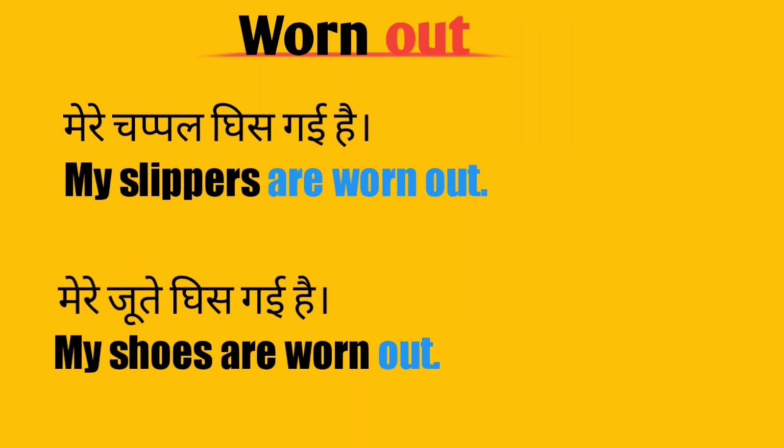All right? Worn out. This one is so easy. How do you use this one? Sometimes you can say मेरी चप्पल घिस गई है. That's when you can use worn out. My slippers are worn out. मेरे जूते घिस गए हैं. My shoes are worn out.